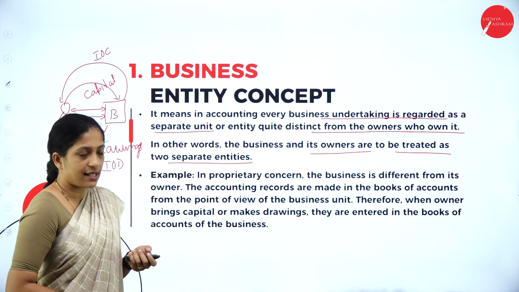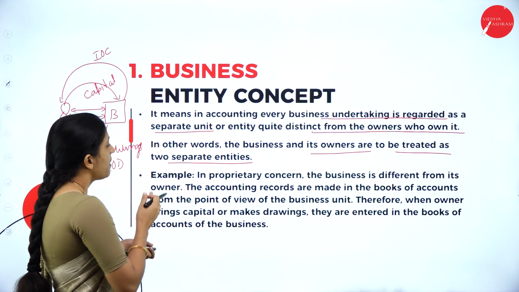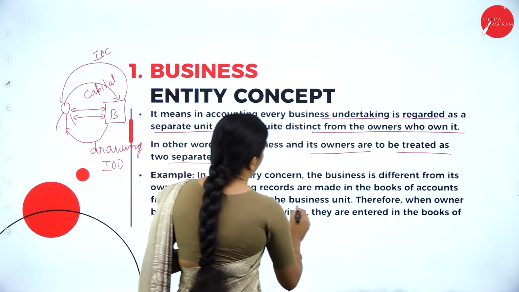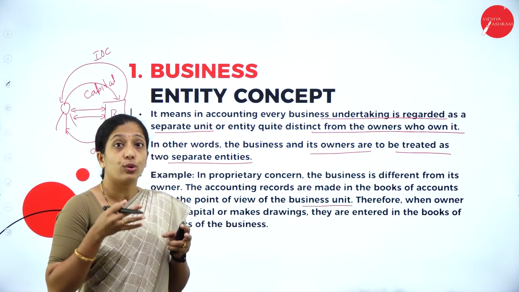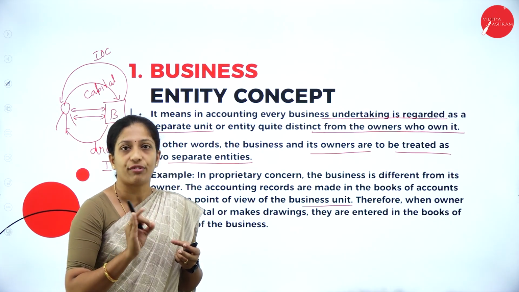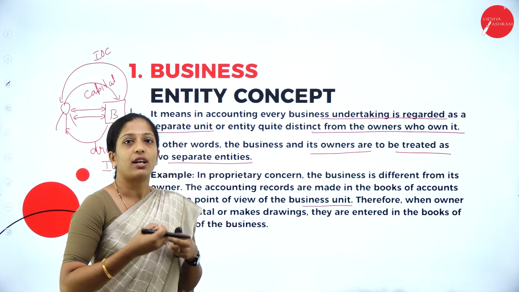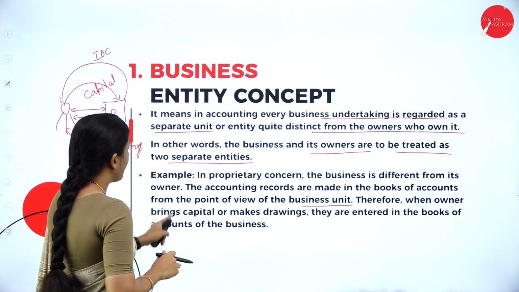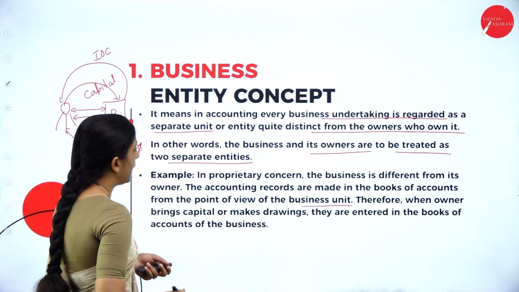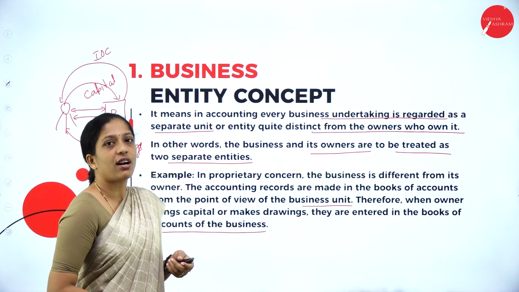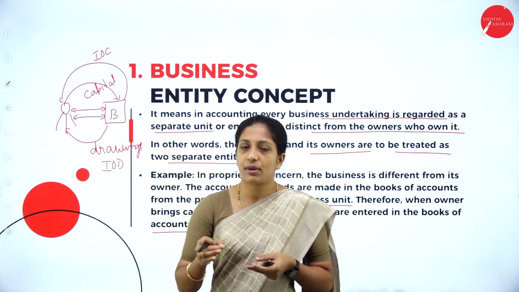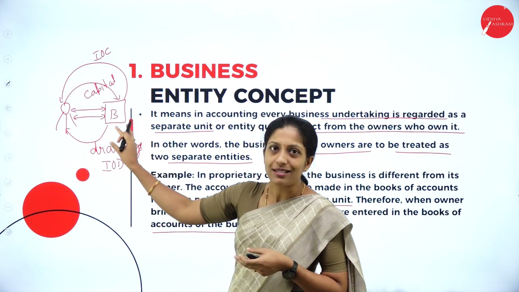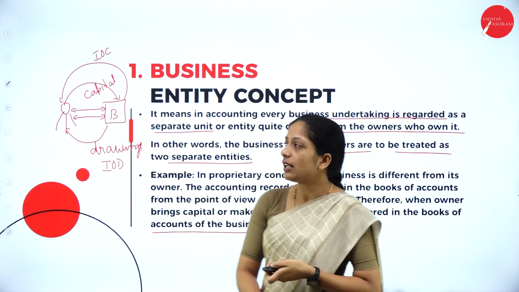Example, in proprietary concern, the business is different from its owner. The accounting records are maintained in the books of account from the point of view of business unit. So when you are solving a problem also, you yourself have to think that you are the business, not that of an owner, because you and your owner are two different entities. Therefore, when owner brings capital or makes drawings, they are entered in the books of accounts. Why do we record this capital and drawings in the books of accounts? Because owner and business are separate. Hope you have understood about this example. So this is your business entity concept.